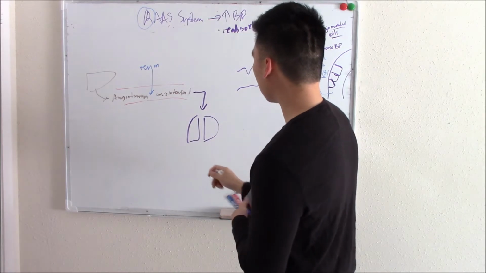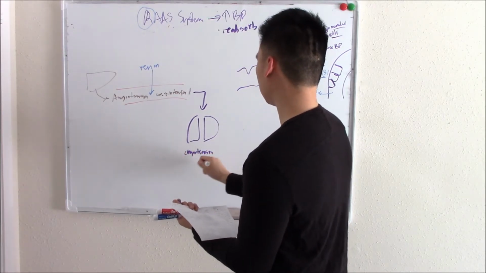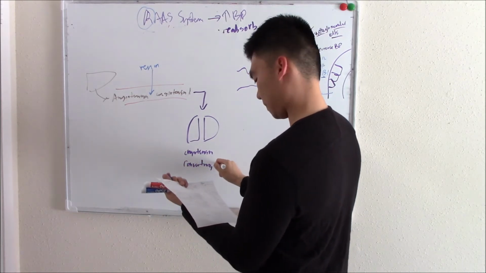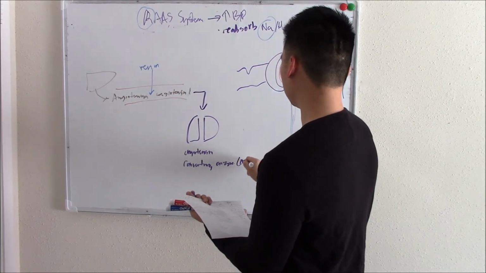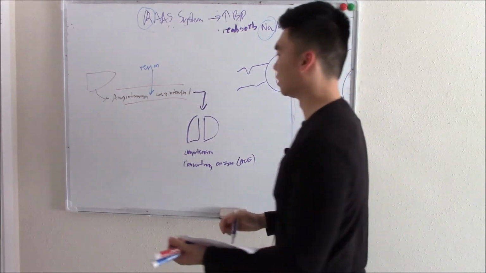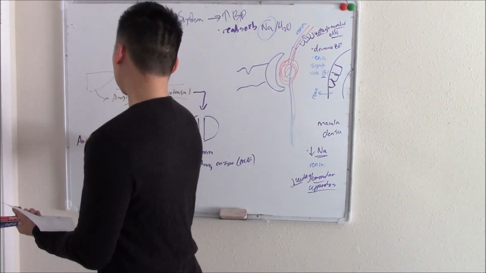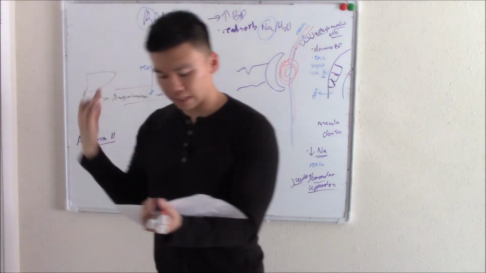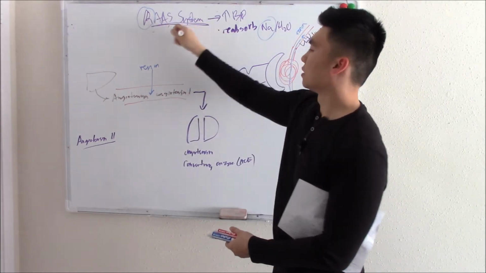And in your lungs, you have an enzyme called angiotensin converting enzyme, or ACE. What a great name. And you can guess what that does. Converts angiotensin I into angiotensin II. And angiotensin II is probably the most important thing in the whole RAAS system.